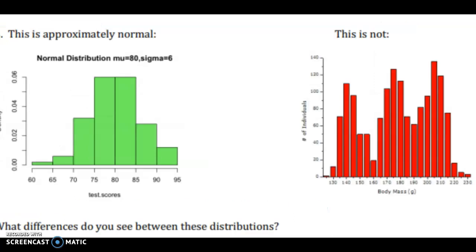Okay, here's the next one. I'm going to give you 15 seconds. Talk with your neighbor about why is the one on the left a normal distribution and why is the one on the right not. Go.